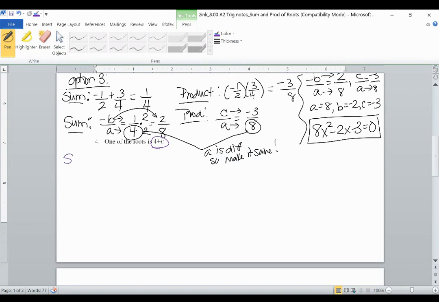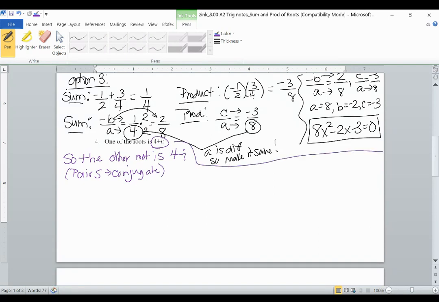You need to know that they always occur in conjugate pairs. So the other root is going to be the conjugate. Remember, for the conjugate, you only negate the middle sign between the two. So they occur in conjugate pairs. Okay, so we know that the two roots are 4 plus i and 4 minus i.